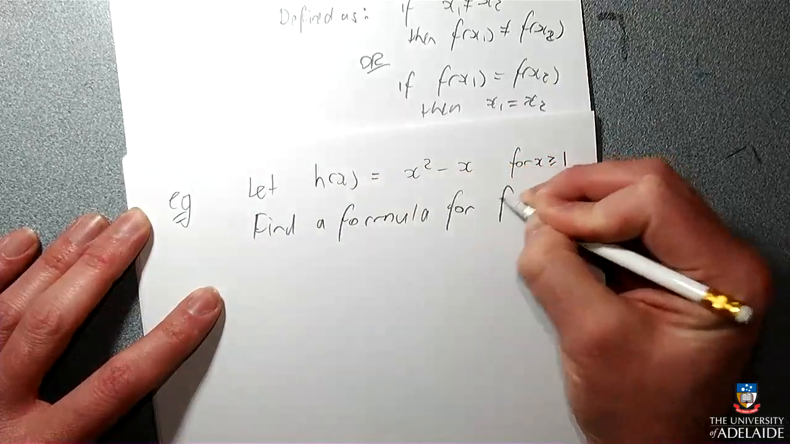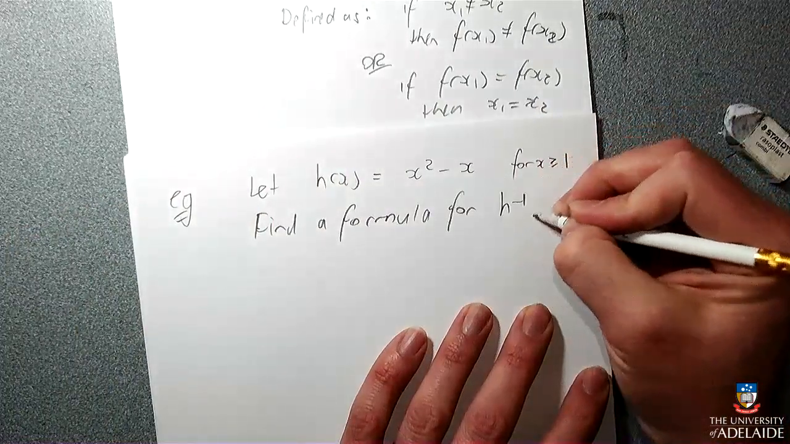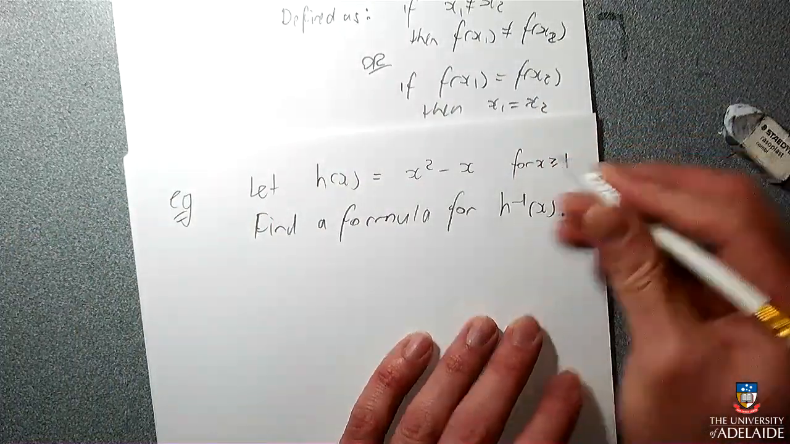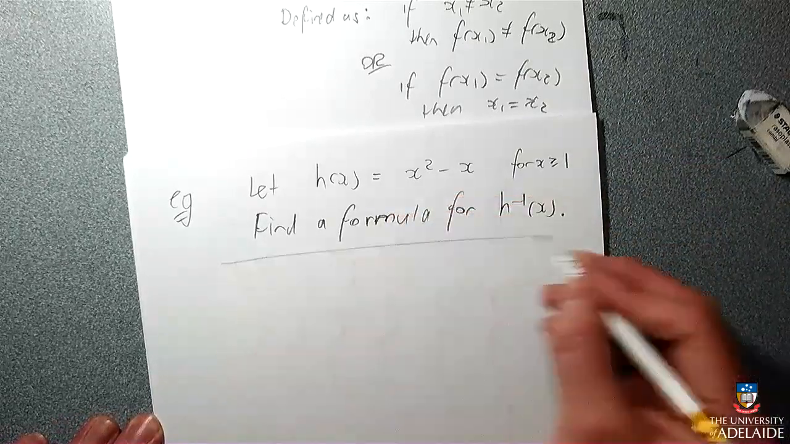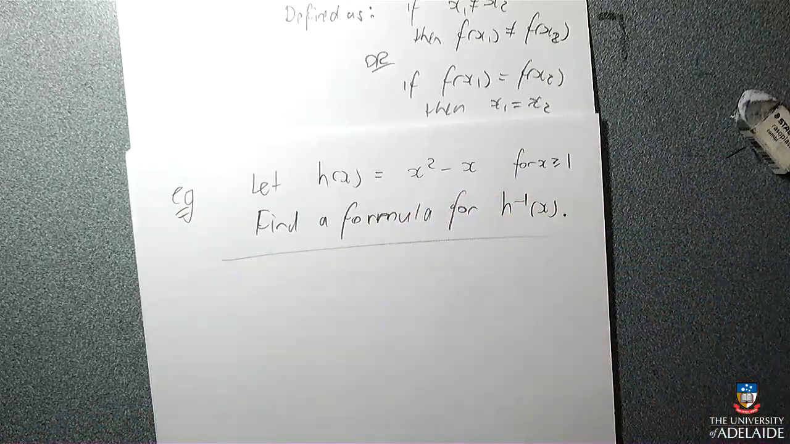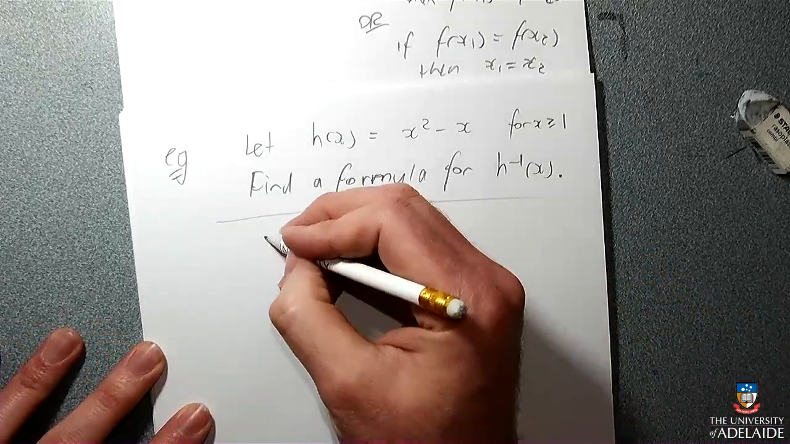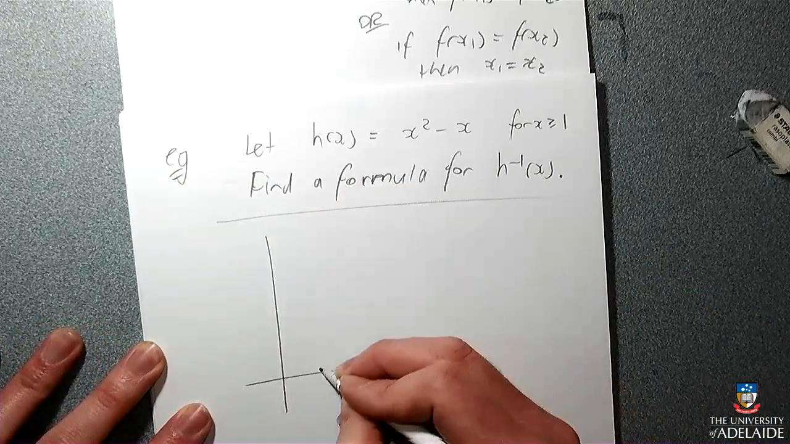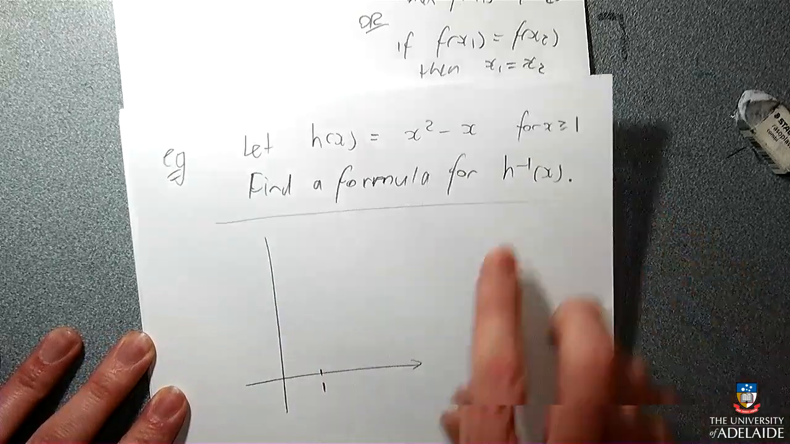So what we're going to do is find a formula for h inverse of x. It doesn't matter what letter they use. Okay. Cool. Well, I'm going to imagine what the graph of that looks like to begin with, just so that I've got a clear idea of what this is. Okay. So there's 1, and my function only exists here because it says x is greater than 1.